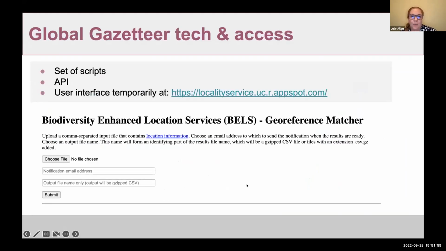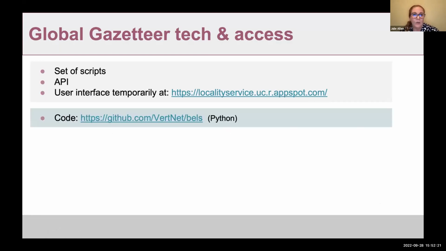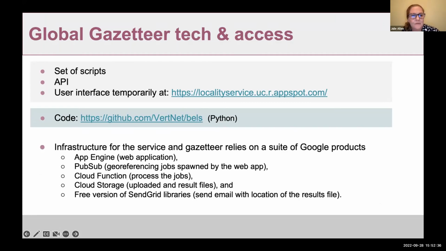Okay, so our georeferencer is called BELS, Biodiversity Enhanced Location Services. It is temporarily at localityservice.uc.r.appspot.com. And as of right now, you can input a file that has location information, give it an email address and an output file name, and you will be emailed the results. The code for BELS is found here on GitHub through the VertNet repo. And you can also put issues, questions, comments there as well, so that we can be aware of things that you all are seeing.